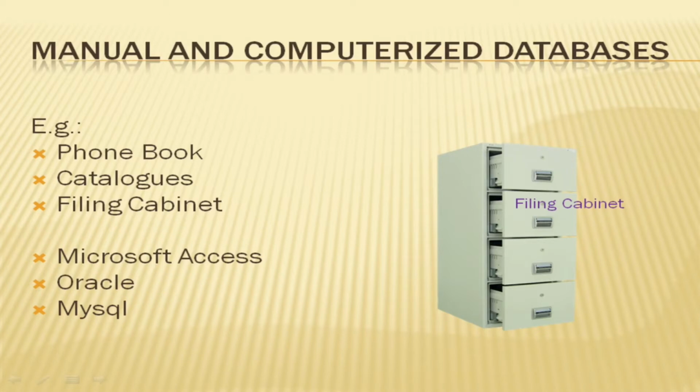Computerized databases are sometimes called DBMS, which is Database Management System, right? And a DBMS stores data in a structured and organized way. This contributes to faster retrieval time compared to manual databases. A DBMS requires less physical space. Examples of DBMS are Microsoft Access, Oracle, MS SQL, and MySQL.